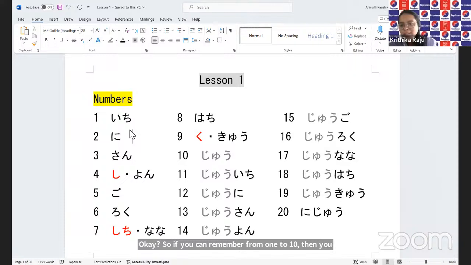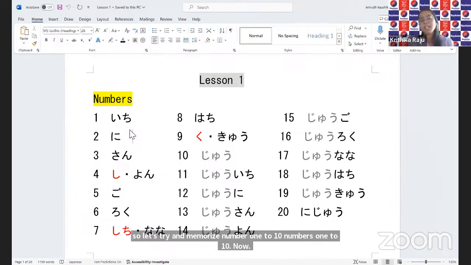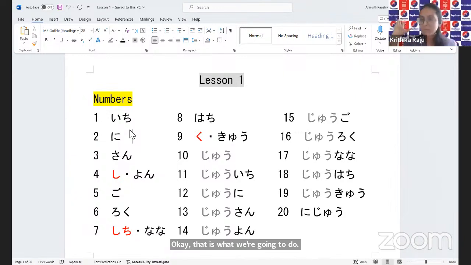Okay, so let's try and memorize numbers 1 to 10 now. That is what we're going to do. So we will actually memorize it. You're not keeping this for another day.